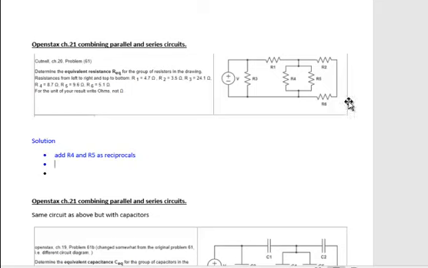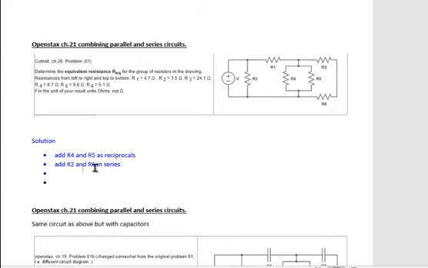Okay, let's see. What else? Well, notice back here, R2 and R6 are one after another. There's no junction between them, so they must be in series. So add R2 and R6 in series. So these two are in series with each other, and these two were in parallel with each other.